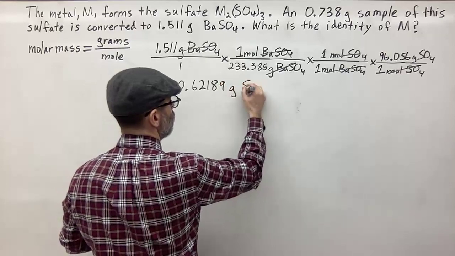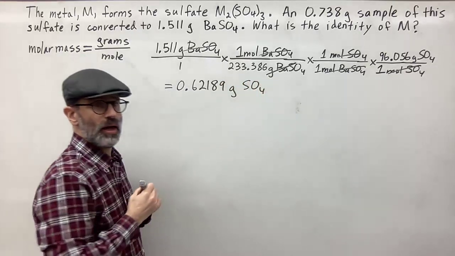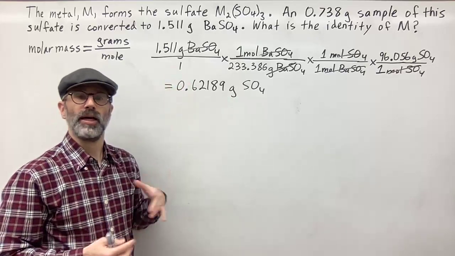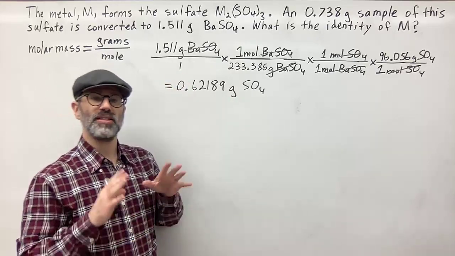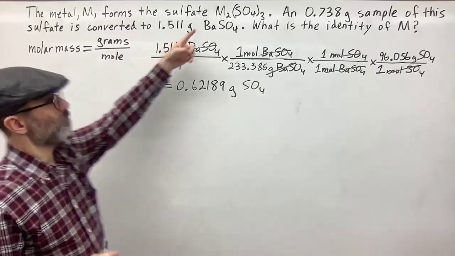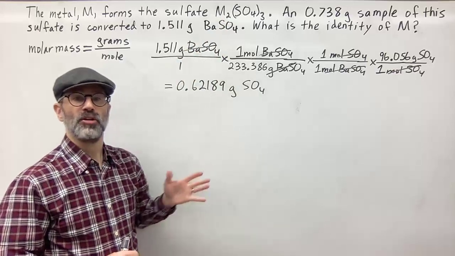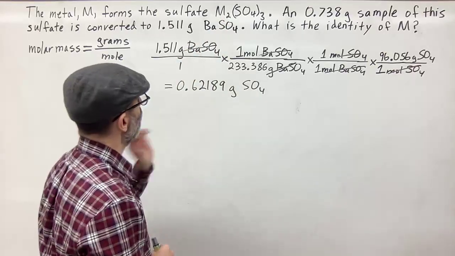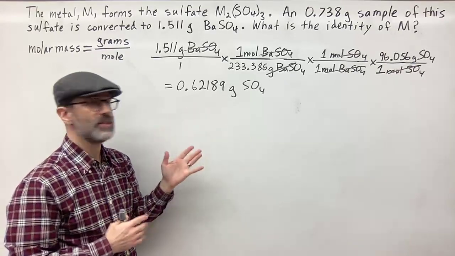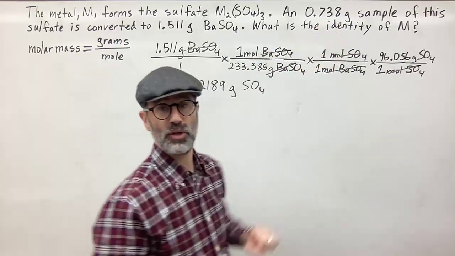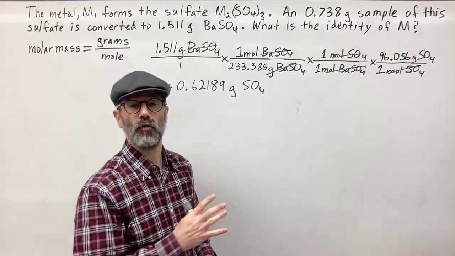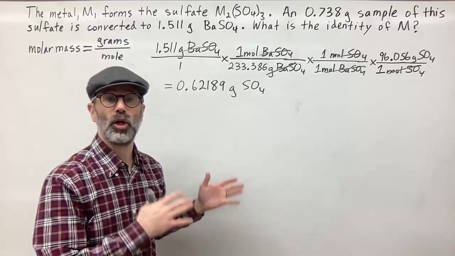0.62189 grams of sulfate. So that's the amount of sulfate in the barium sulfate that was formed. And supposedly, that's also the same amount of sulfate that was in the original sulfate with the mystery metal. So we can subtract this from the original amount of the sample here. So we can just subtract this from this, and the leftover mass has to be due to the metal alone.